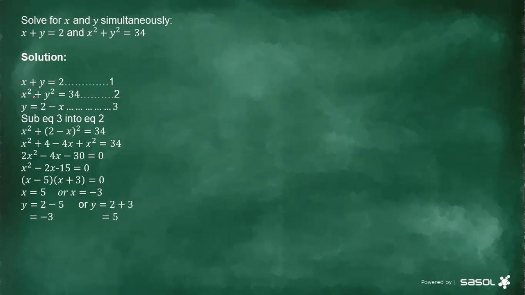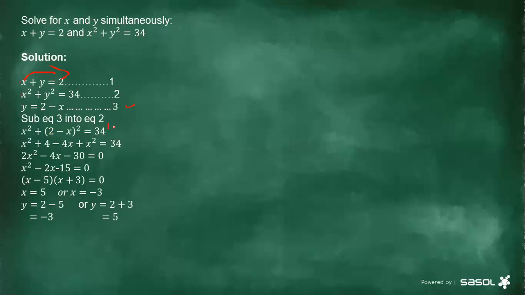Then we choose y, so we're going to transpose this positive x to this side, hence we have y equals 2 minus x. That is the third equation. And then others will use x as the subject of the formula. It's still fine, you are going to have the same answer. Now, since we have created the third equation from equation 1, when we substitute, we are going to substitute equation 3 into 2. Where we see y, we substitute 2 minus x.